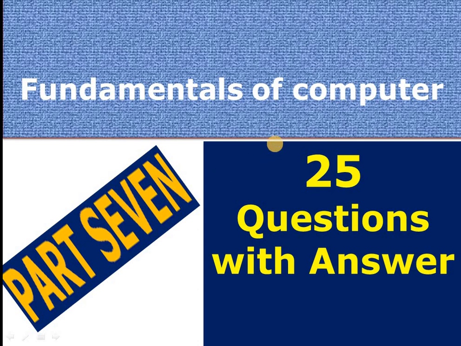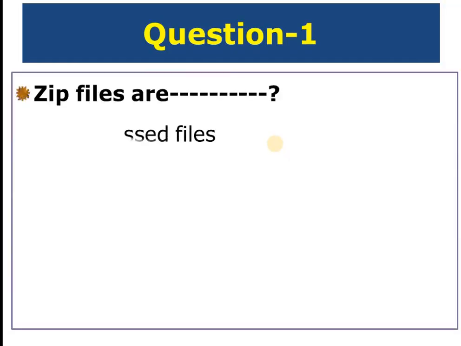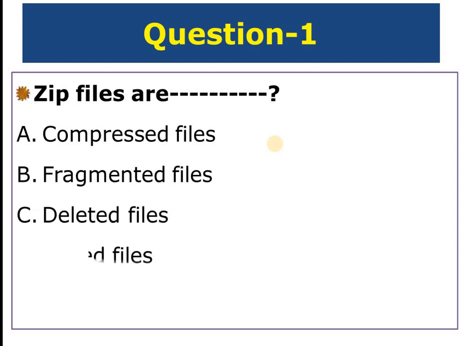Question number 1. Zip files are blank. A. Compressed files, B. Fragmented files, C. Deleted files, D. Saved files. The answer is choice A. These zip files are called compressed files.